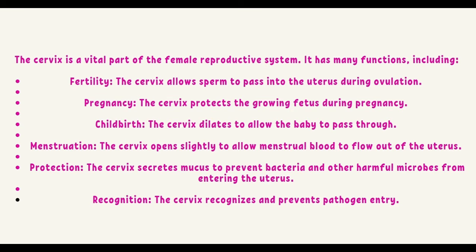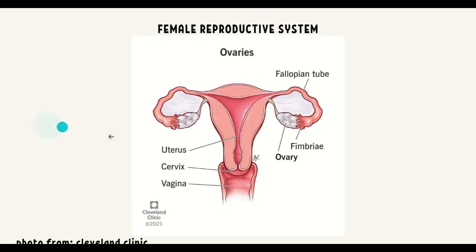In childbirth, the cervix dilates to allow the baby to pass through as they push out the baby, right? For example, if I hear them say, "Oh, 2 centimeters dilated," that is basically what they mean. And then you have menstruation, where the cervix opens slightly to allow menstrual blood to flow out of the uterus. Protection: the cervix secretes mucus to prevent bacteria and other harmful microbes from entering the uterus. And in recognition, the cervix recognizes and prevents pathogenic entry. Right? So you can see that the cervix plays a very big role.